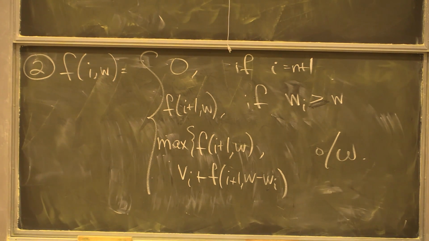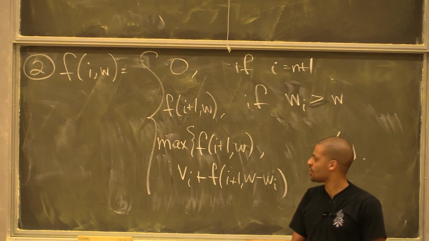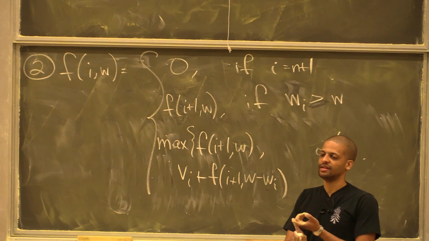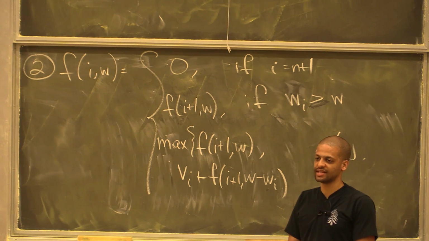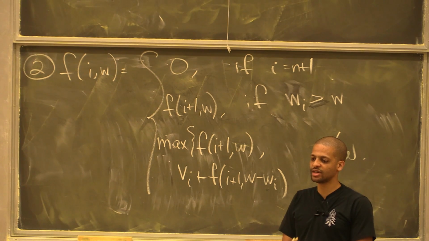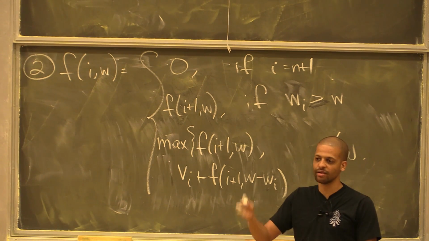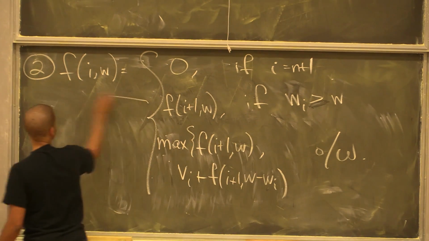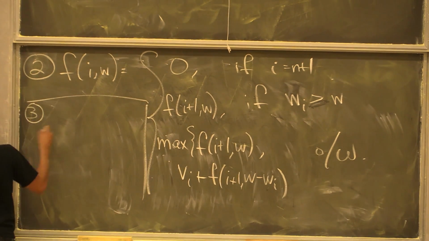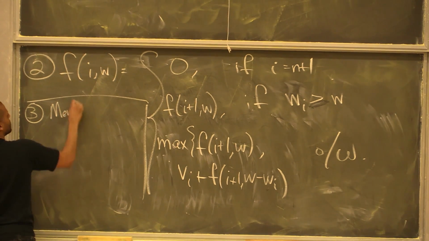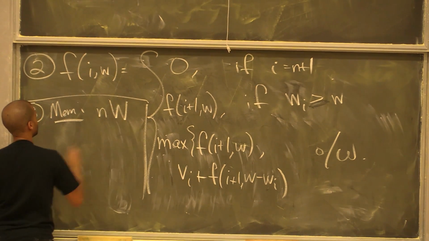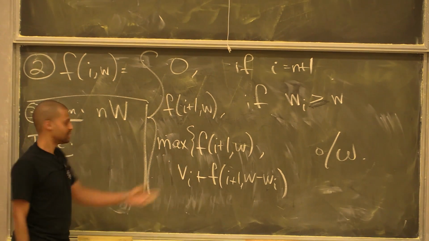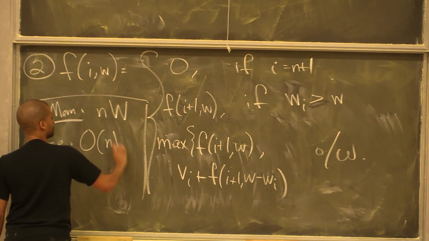So how many possible inputs are there to f? There are n possibilities for i. There are capital W possibilities for lowercase w. Because lowercase w, as I recurse, is always going to be something between 0 and capital W. Right? So 3, the memory is like n times W, and the time, for each possible input, I do constant work. So the time is also O of nW.